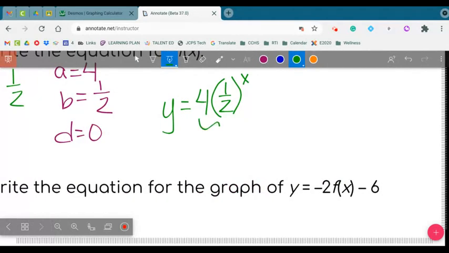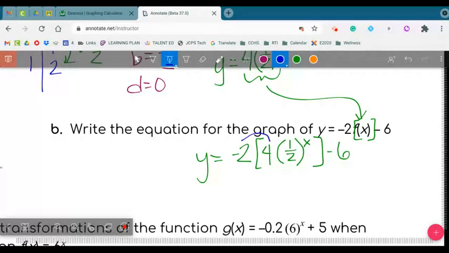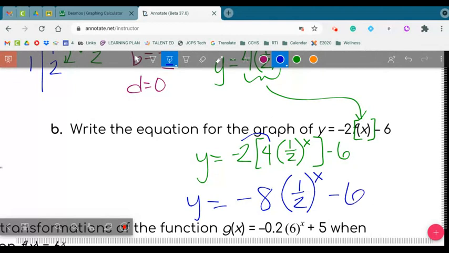And then we're going to take this. We're going to plug it in. So I'm going to have y equals negative 2 times 4 times 1/2 to the x minus 6. Just distribute to that first term. So you're going to have y equals negative 8 times 1/2 to the x minus 6. And you are finished.